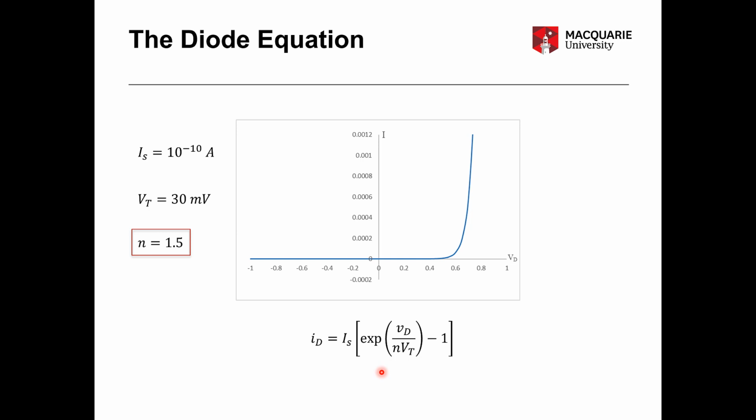So that concludes our summary of the Shockley diode model equation. We've covered what each of these different variables are and how they might impact the IV curve of your diode.